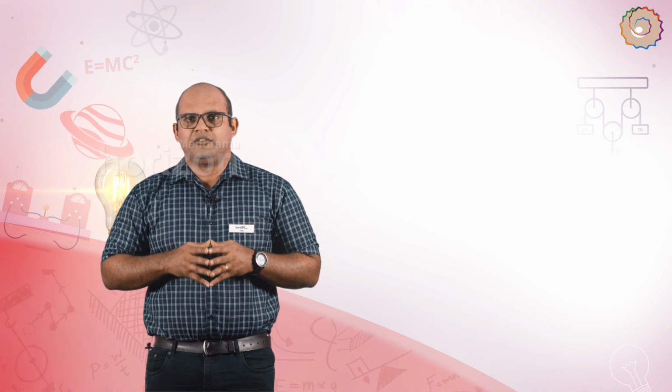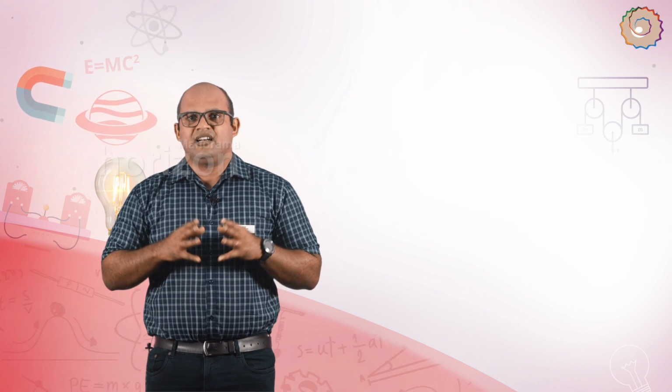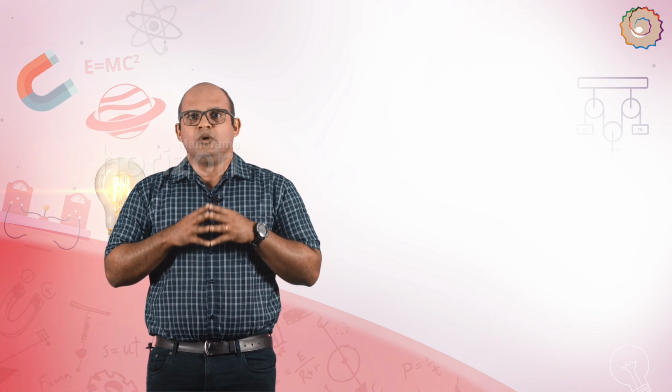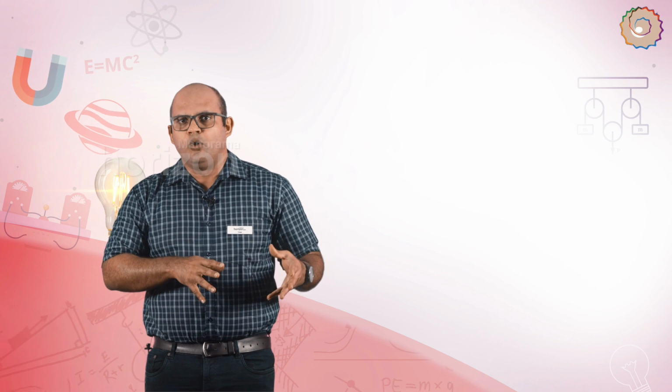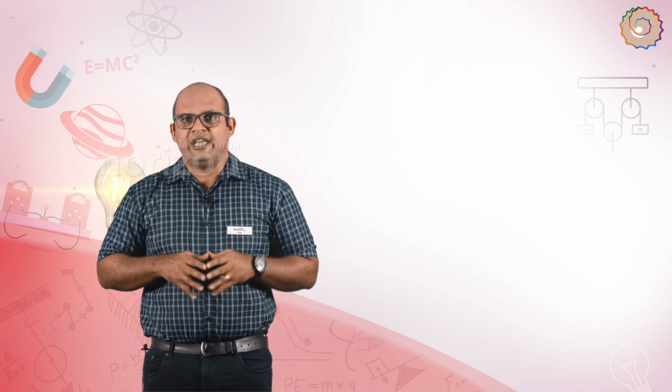So what do these experiments tell us? There is some kind of rule that governs the direction of the induced voltage and current. And there is a very simple and effective memory aid that helps us to predict the direction of the induced EMF if we know the direction of the magnetic field and the direction of the conductor's motion.